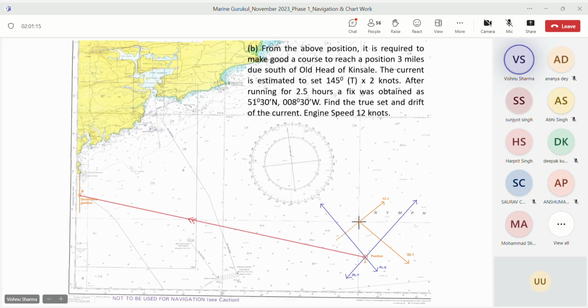How do I find what course I should steer based on the information available in the question? So, counteracting the current. Now, sir, we will apply the estimated current for 2.5 hours to counteract it. Yes, sir.